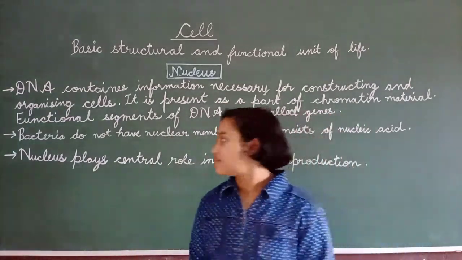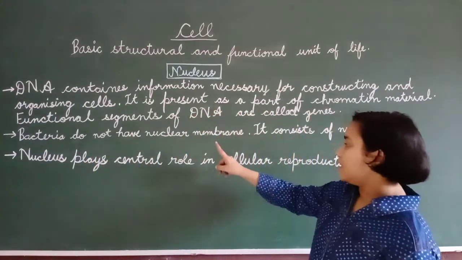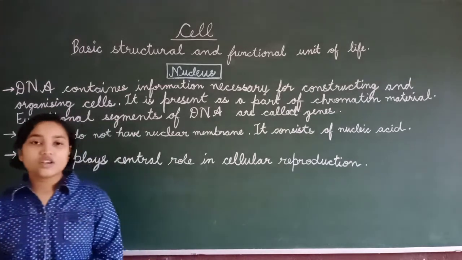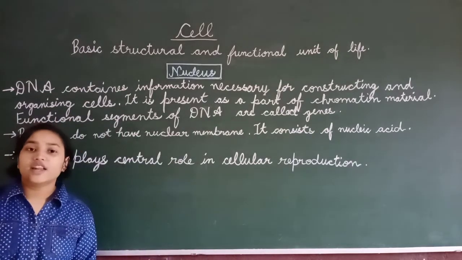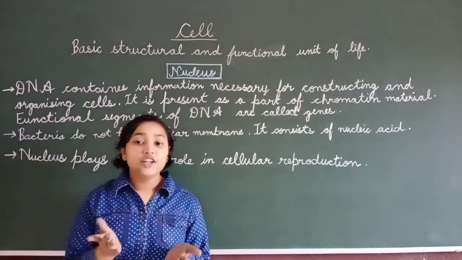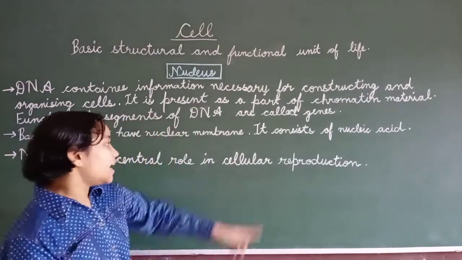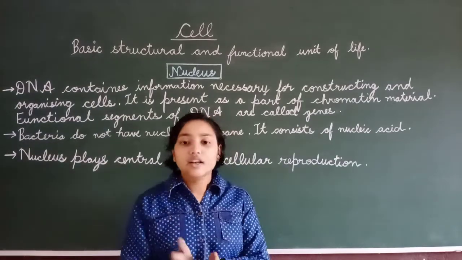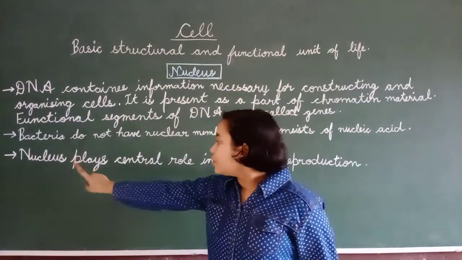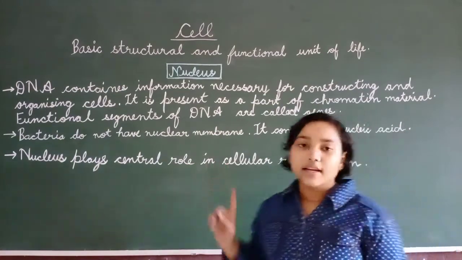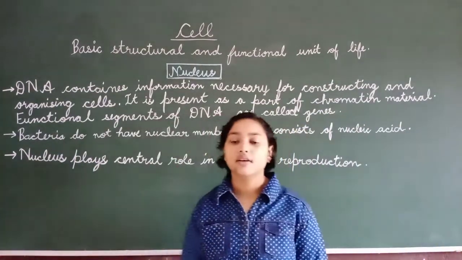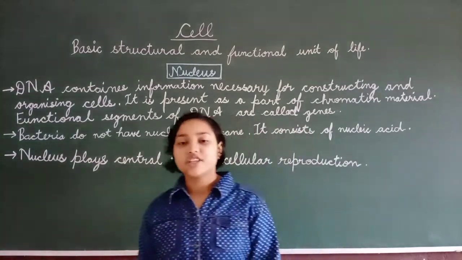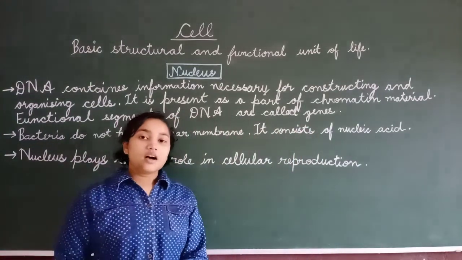Bacteria do not have a nuclear membrane because these cells are prokaryotic. They do not have a well-defined nucleus either. It is composed of only nucleic acid. The nucleus plays a central role in cellular reproduction. Now we will come to the next.